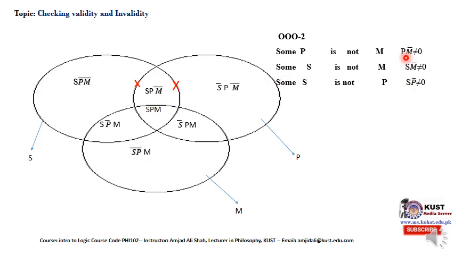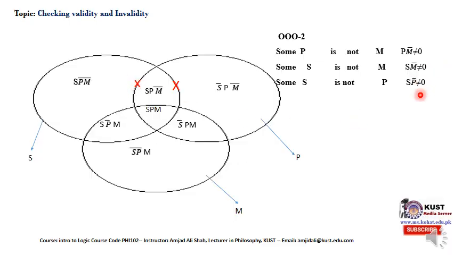Now PM bar is not equal to 0. This is PM bar and this is PM bar. So we will have to put x on the line. And SM bar is not equal to 0. We put x over here, and SM bar is not equal to 0, we put x over here.